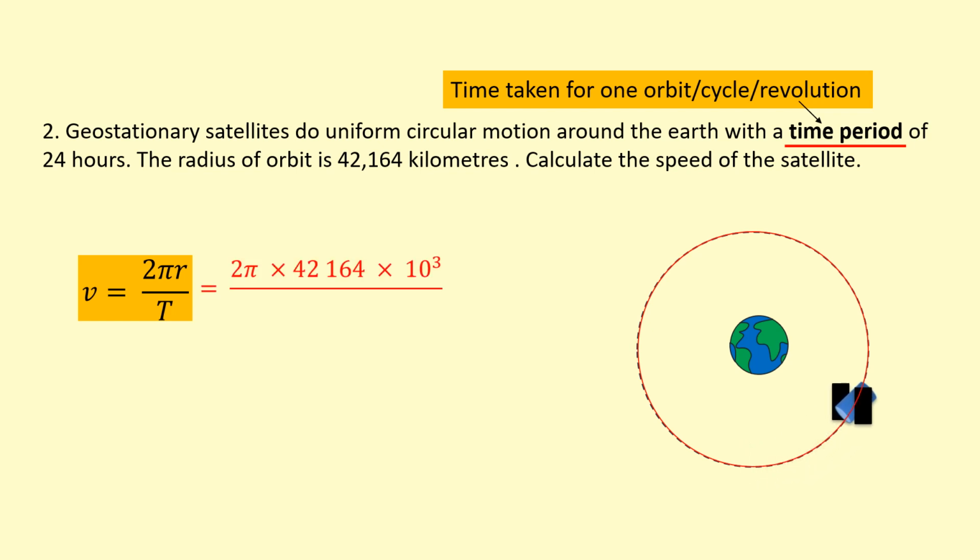So in this case, 2 times pi, and I've turned the radius from kilometers to meters, divided by time. That's 24 hours, so I'm going to turn that into 60 minutes times by 60 seconds, and that gives me a speed of 3070 meters per second.